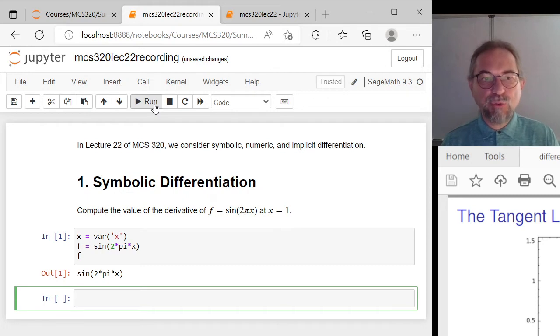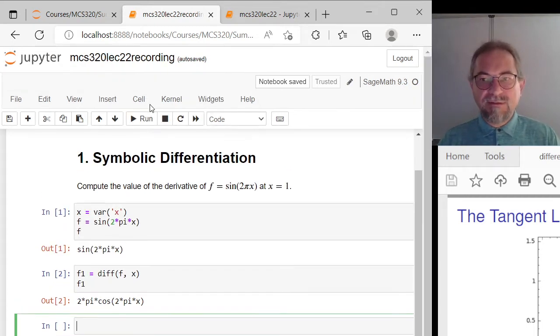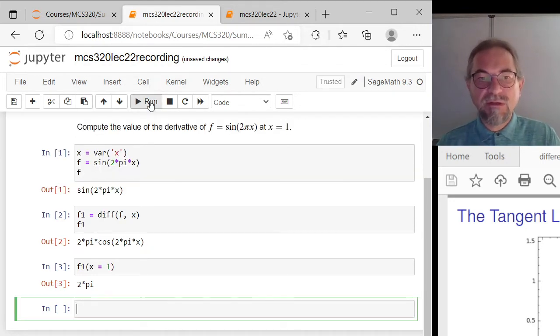So I can compute the derivative, so call it f1. I can do this by applying the function. So you see that in case you are a bit fuzzy on the mechanics of the chain rule, Sage does this for you automatically. And then the value of the derivative is then by replacing x by 1. So this gives us the symbolic result indeed. So it is an expression 2 times pi.